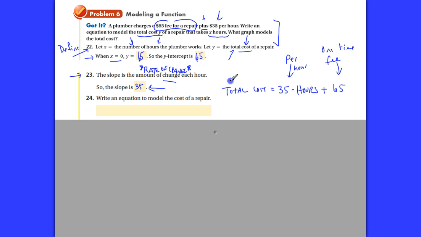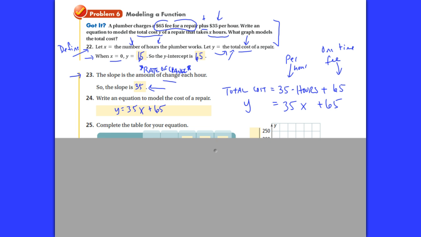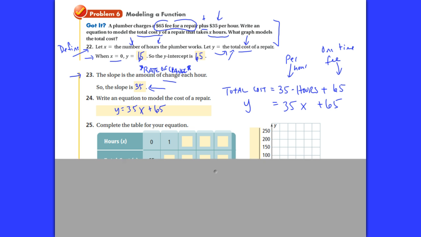Now remember we said that y is the total cost, right? So y, the total cost, is equal to 35 times x, the number of hours, plus 65. And that's what goes on in this area right here. y equals 35x plus 65. So we have an equation now.